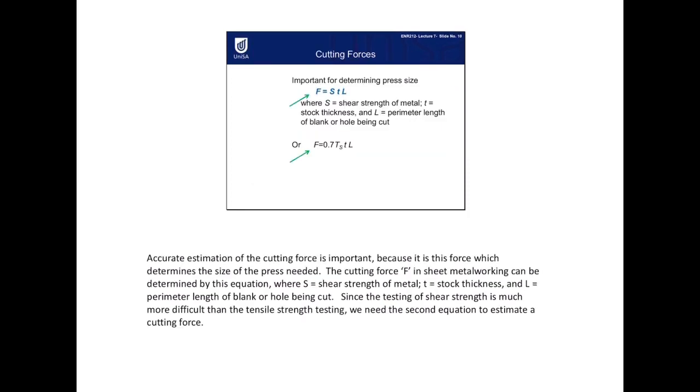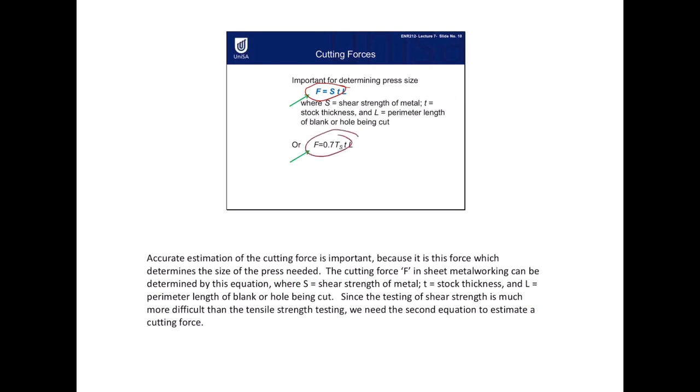For the cutting forces, it is important to determine press size. The cutting force F in sheet metal work can be determined by this equation, where F stands for the cutting force, S stands for the shear strength of metal, T stands for stock thickness, and L stands for the length of blank or hole being cut, in meters.